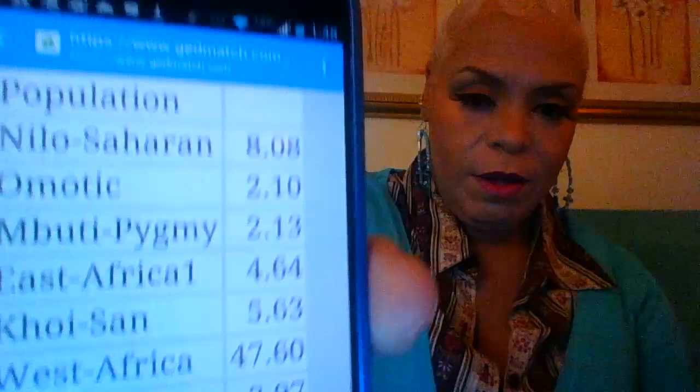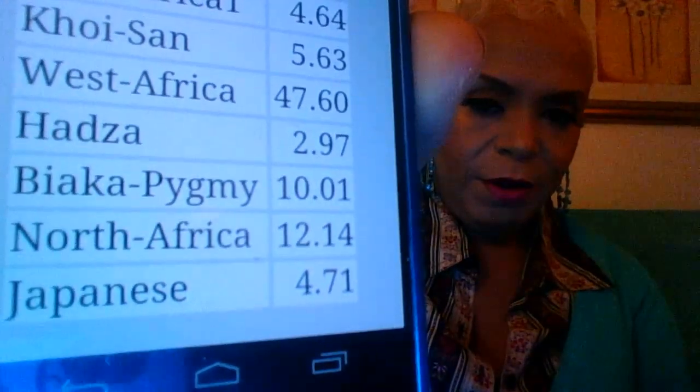10.01. North African on here is 12.14. That's a lot of North African on here. And then Japanese, yes, it looks like there's an Asian component in my ancestry. This one has 4.71% on the Japanese category. See?